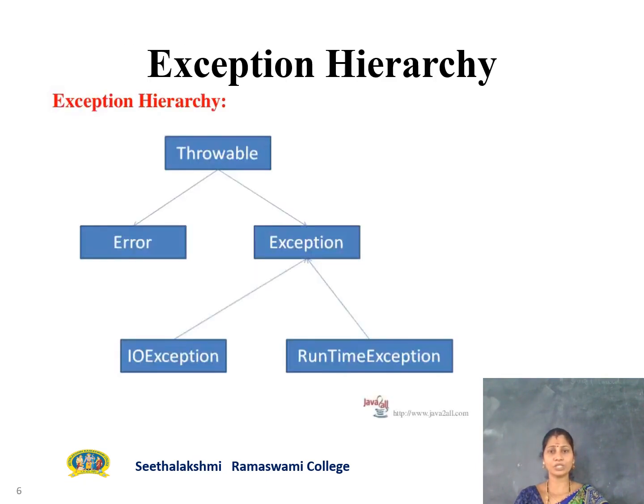Next is exception hierarchy. So this picture shows an exception hierarchy. First thing is the Throwable class. It has two types. One is Error. The second one is Exception. This Exception is also divided into two types. One is input-output exception, that is IOException, and the next is RuntimeException.